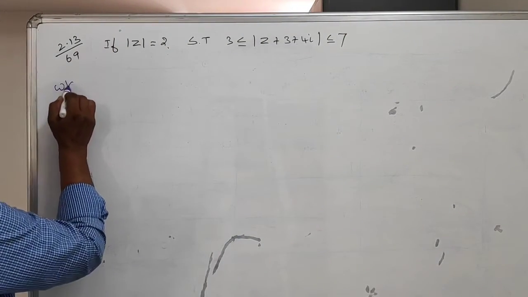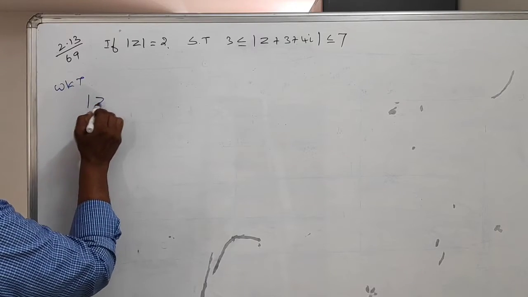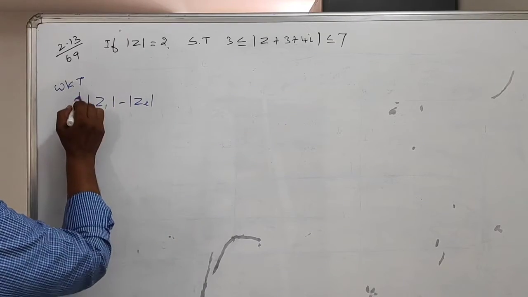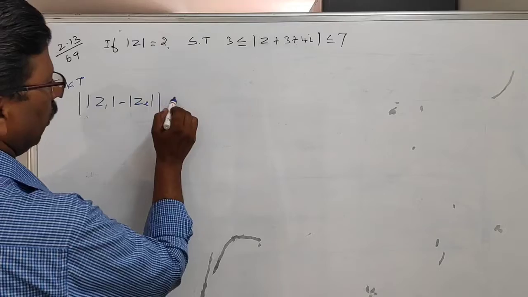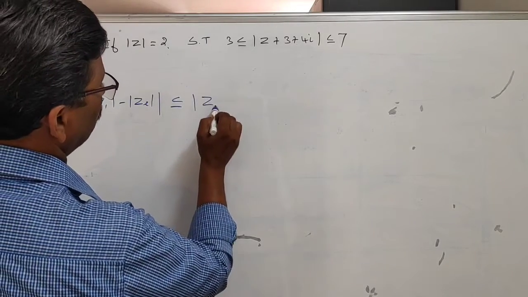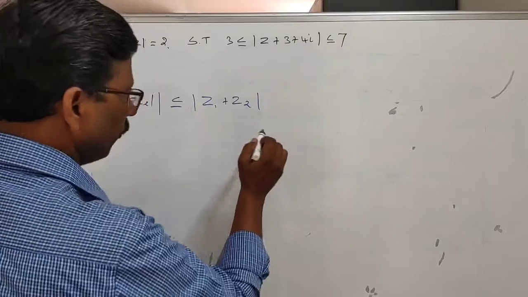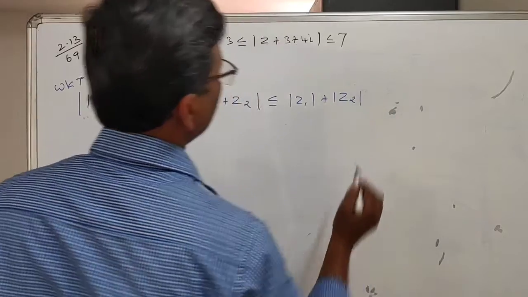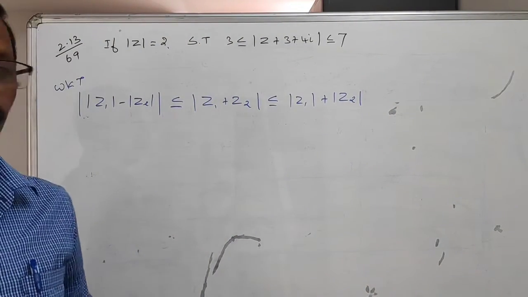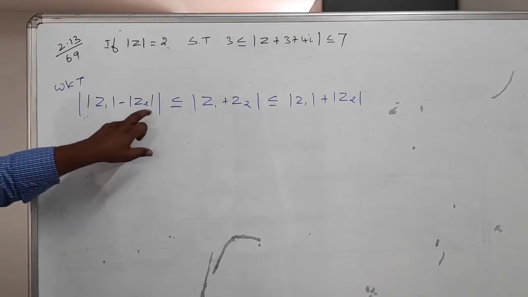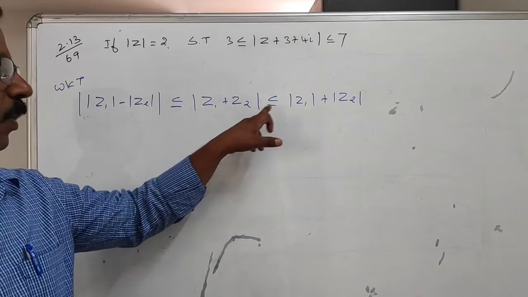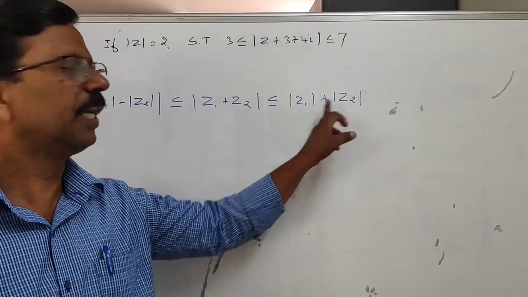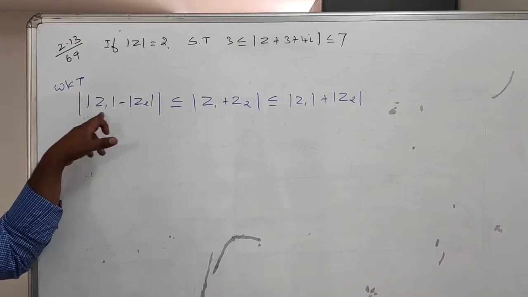That is, we know that modulus of z1 minus modulus of z2, the modulus of the difference, is always less than or equal to modulus of z1 plus z2, which is always less than or equal to modulus z1 plus modulus z2. This is the result we have already proved. On the right hand side you have the sum of their moduli, and on the left hand side the difference of their moduli. That's all.